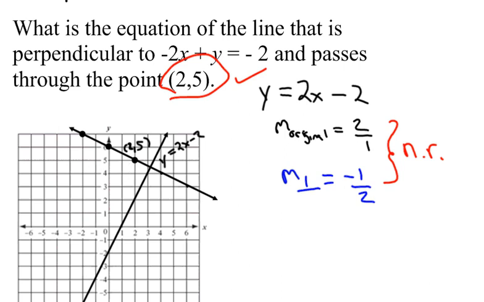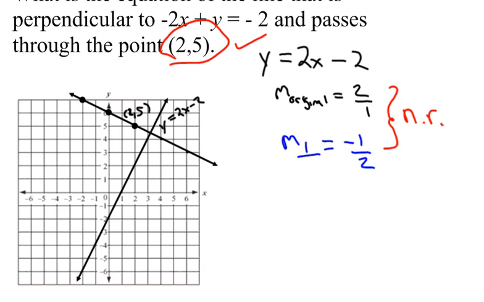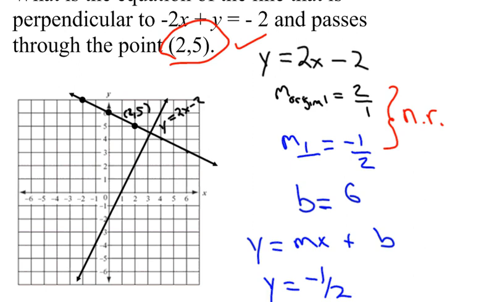All we have to do now is write the equation. So to write the equation, you need a slope and you need the b. So what's the b of the perpendicular line? It's 6. So the equation is y equals mx plus b. So you have to substitute for m and for b, and we get y equals negative 1 over 2 x plus 6. That is our final answer.